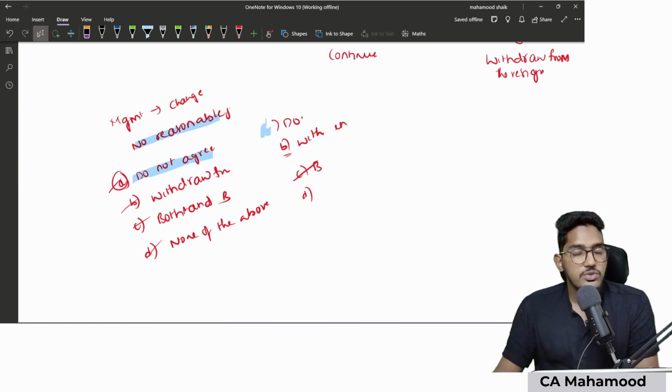Clear, everybody? So this is what the question is about: changes in the terms of audit engagement. With this, we have done a comprehensive revision of the chapter, nature, objective and scope of audit. These are the key concepts from the nature, objective and scope of audit. Hope this will help you out. Thank you guys.